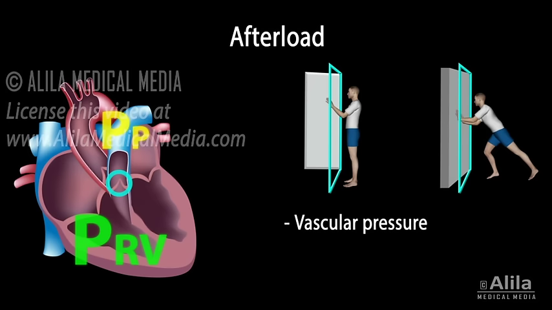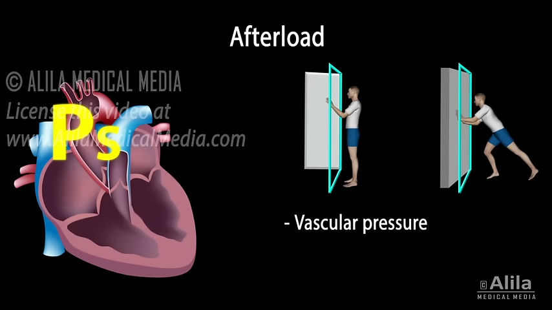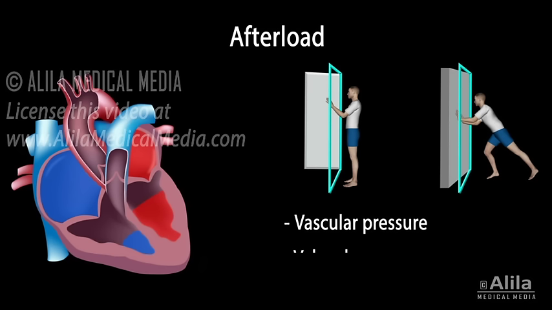In hypertension, for example, higher vascular pressures make it more difficult for the valves to open, resulting in a reduced amount of ejected blood. Damage to the valves, such as stenosis, also presents higher resistance and leads to lower blood output.